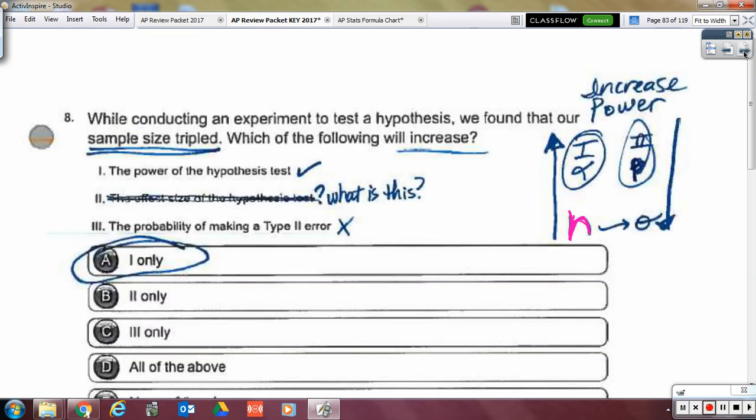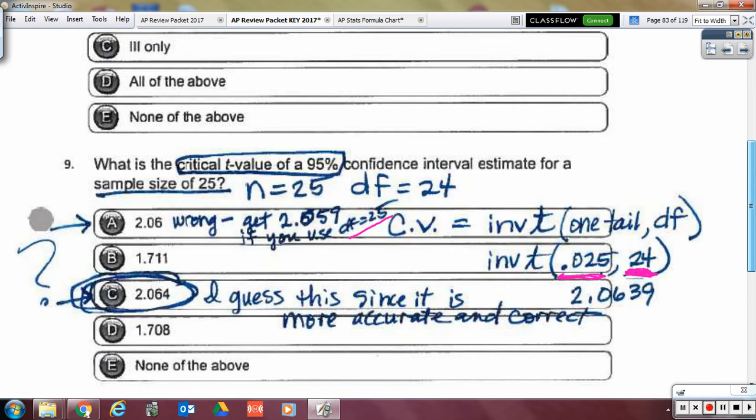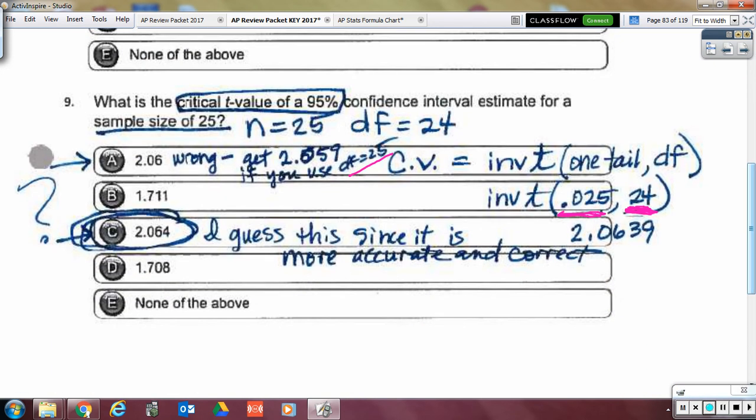All right. This is another one. Not going over it. Same idea. Triple sample size, so 1 only. Okay, let's discuss this one here.